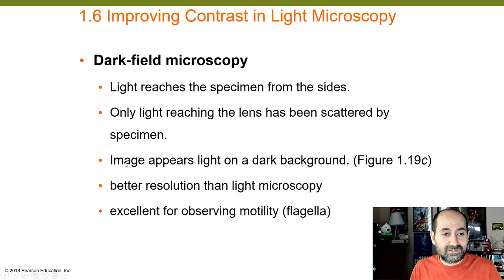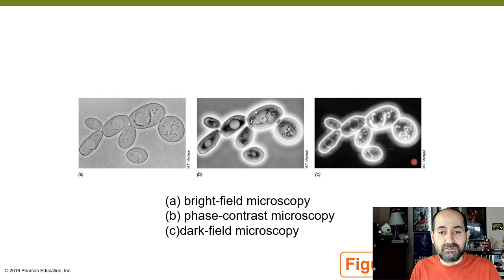So look here, this would be a dark field image where all of the light that did not strike our yeast cells, that light escapes the objective and is not collected, so it appears like a black background. Only the light that struck our specimen was refracted into the objective and collected by the objective. Therefore, your yeast cells appear bright against a dark background.